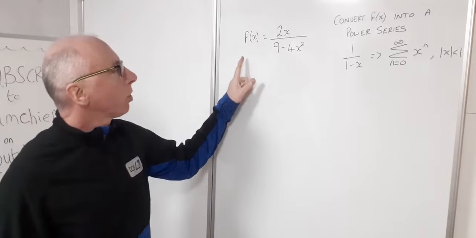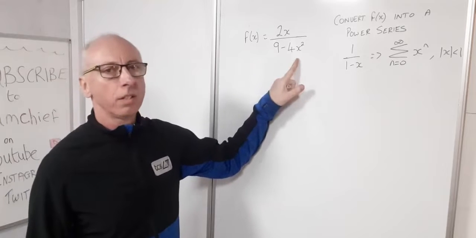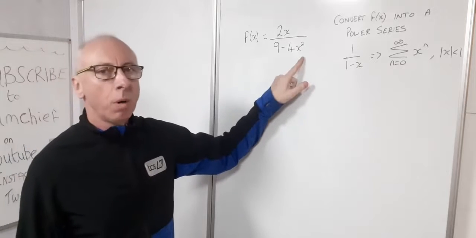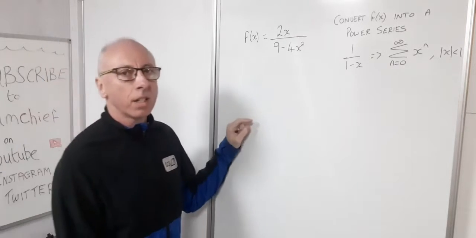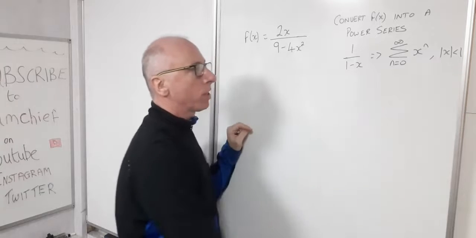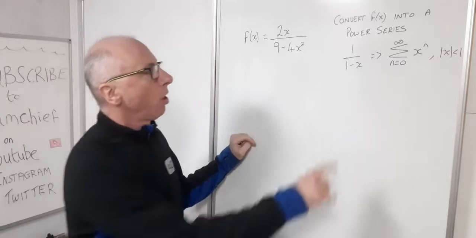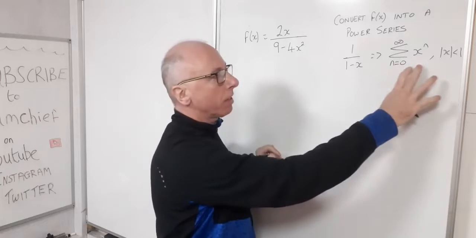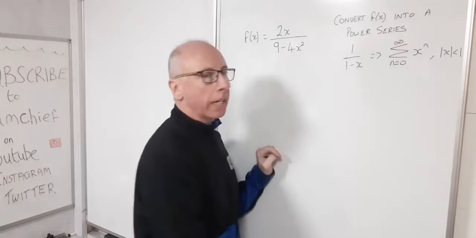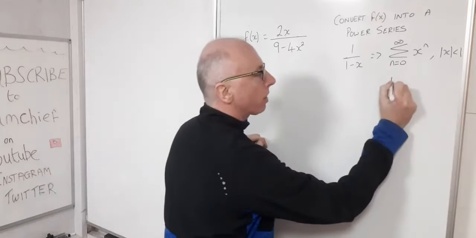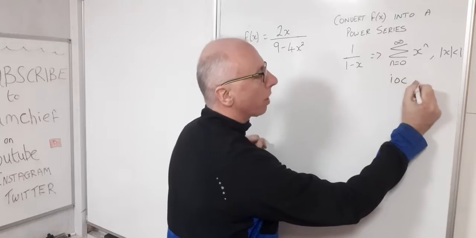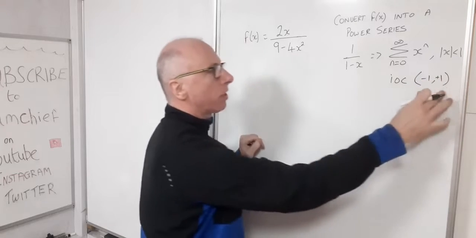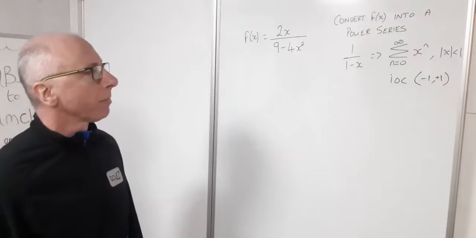So in this question, we're going to try and convert this function into a power series. What we're going to try and do is get it into the format of our favourite geometric series that we use for most of these questions, 1 over 1 minus x, which can be modelled like this as a power series for the radius of convergence of |x| less than 1. So therefore our interval of convergence, I'll just put IOC, is just -1 to 1, with the endpoints obviously missed out because we've got round brackets.